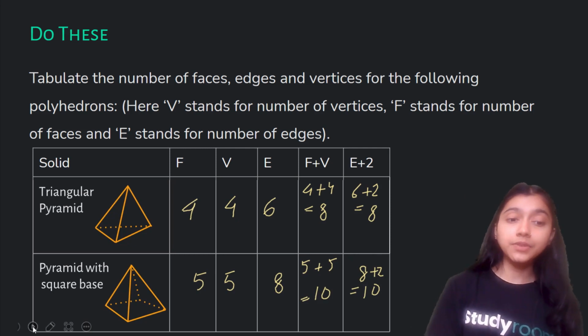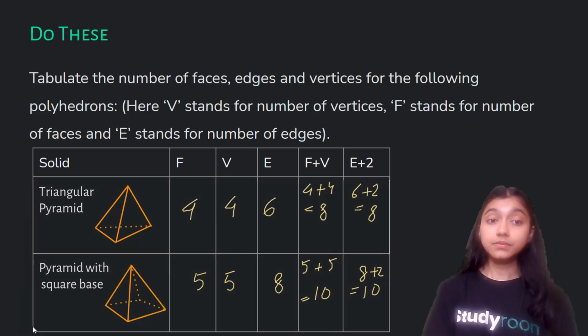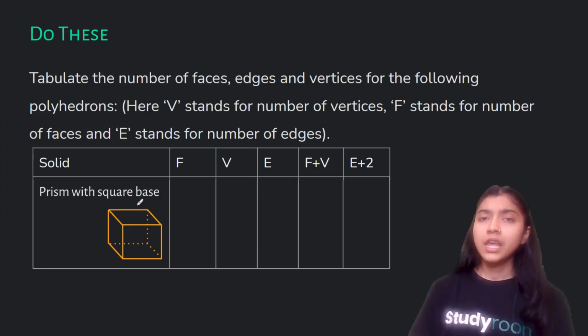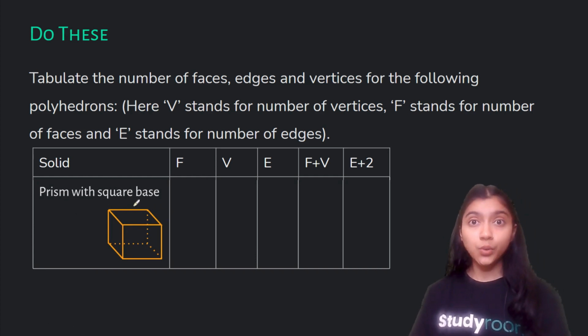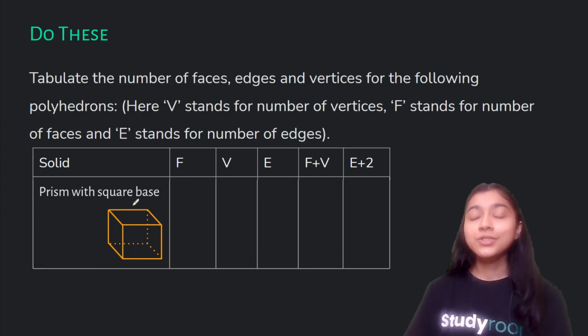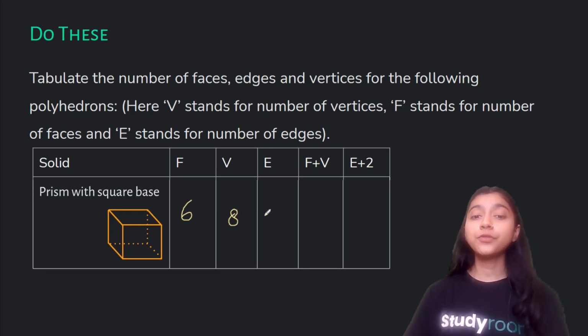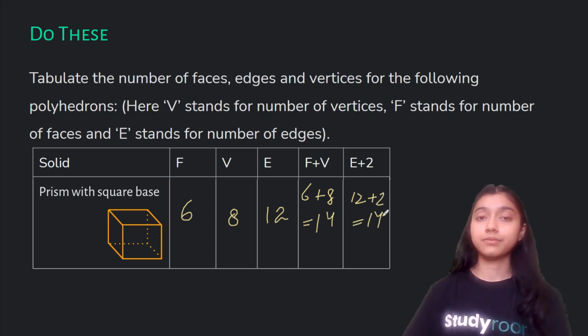Another example that we have over here is a prism with a square base. Now, look at the figure. Can we not say that a prism with a square base is again a cube? So, the number of faces will again be 6, the number of vertices will be 8, and the number of edges will be 12. F plus V gives us 6 plus 8, which equals 14. And E plus 2 gives us 12 plus 2, which is equal to, again, 14.